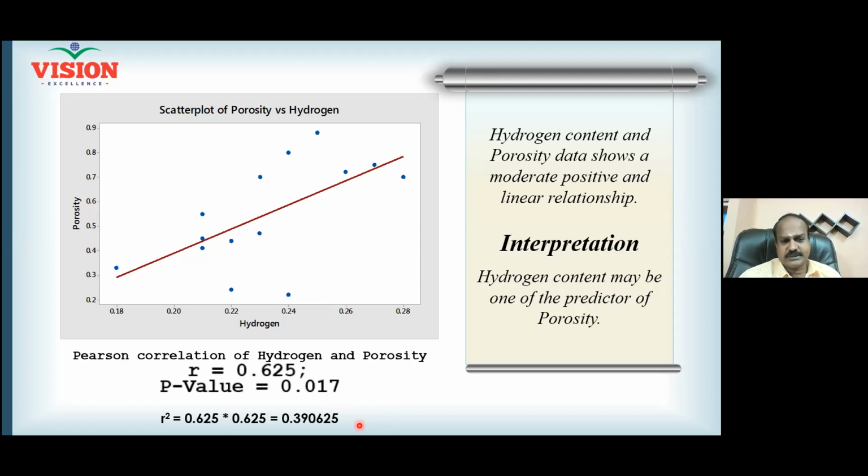R square means 0.625 multiplied with 0.625 again. Now how much do you get? 0.39. That means 39% of the variation you have seen in the porosity has come from the hydrogen content. Do you know how it is helping you? 39% of the problems due to porosity are due to the variation in the hydrogen content. If you control the hydrogen content at the correct level, you will be able to solve 39% of the problem.